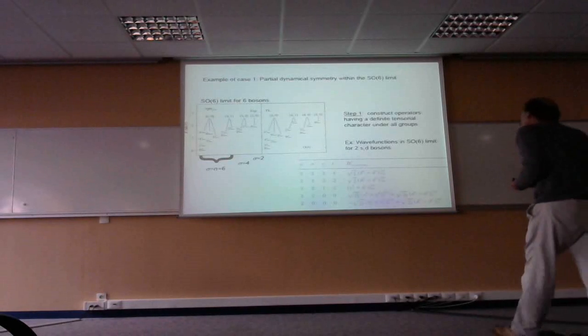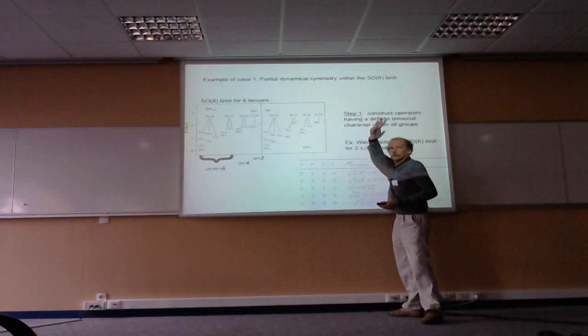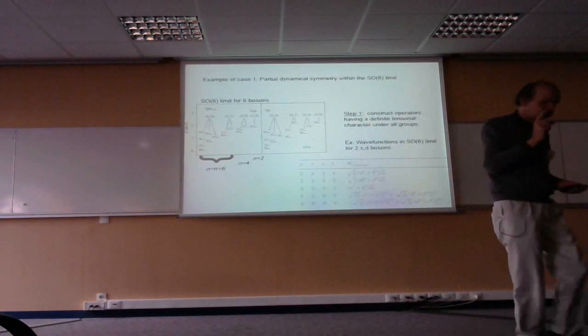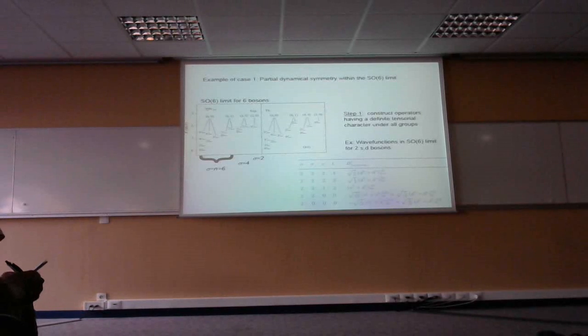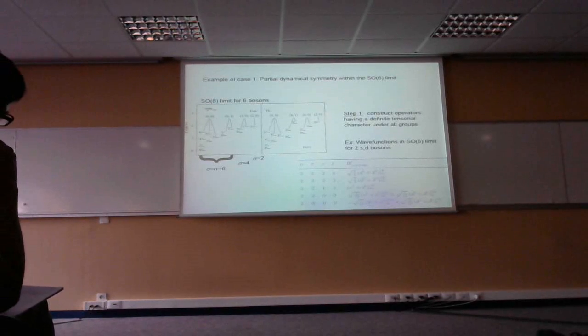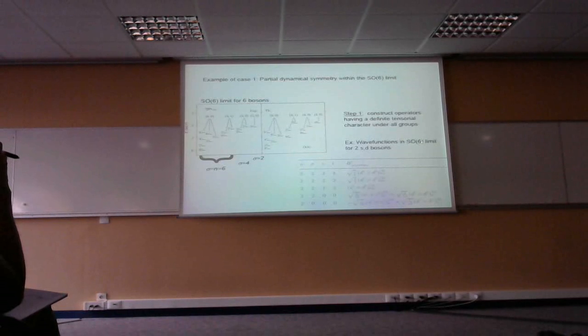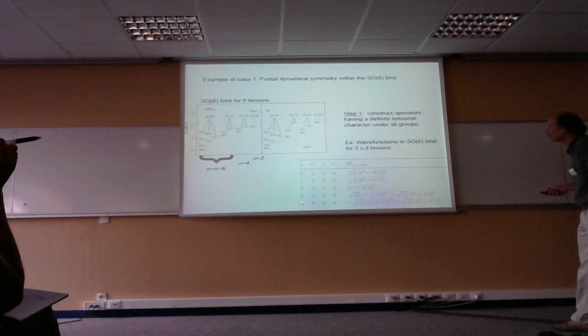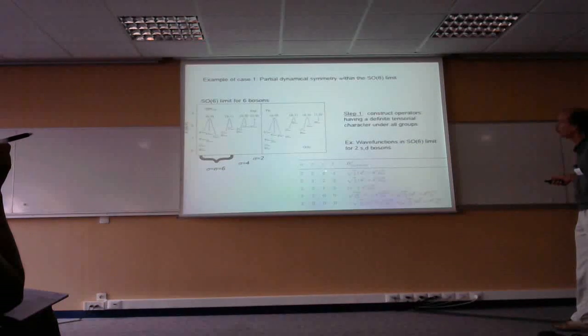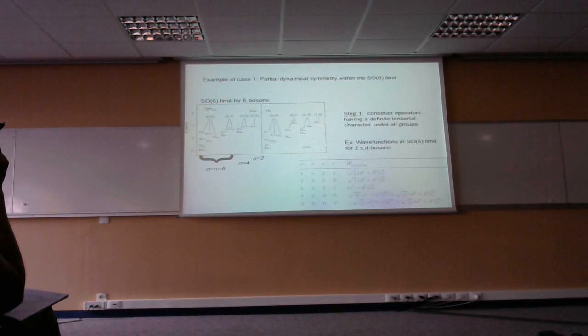Now, how can we do that? The first step is we need to construct operators which have a definite tensorial character under the SO6 limit. And so I have here the example. How can we do that? We just calculate analytically the wave functions in the SO6 limit for two S and D bosons. So n is 2, and then I can have sigma equal to 2 or 0. And then I can have seniority equal to 2, 1, or 0, and the L value is equal to 4, 2, 2, 0, 0. Now, this is just using the analytic expressions for the symmetries.